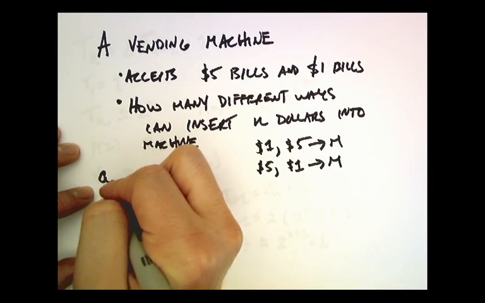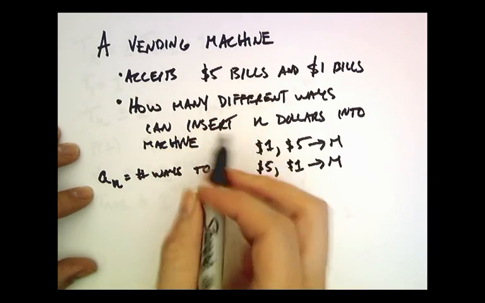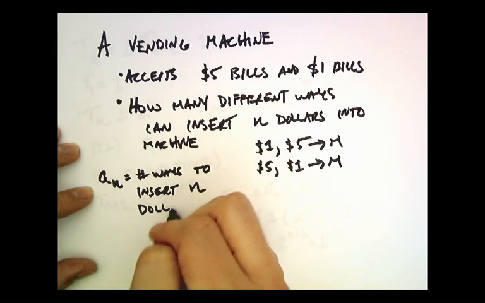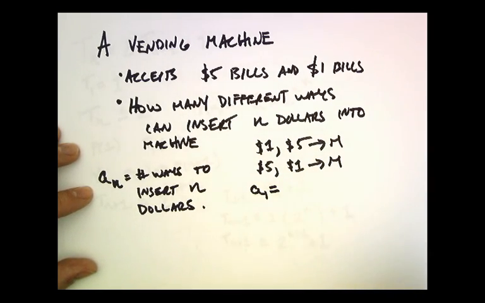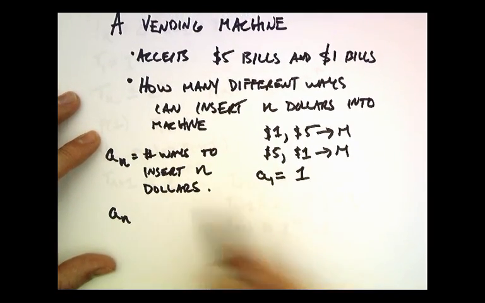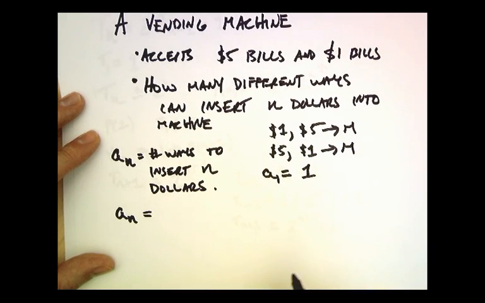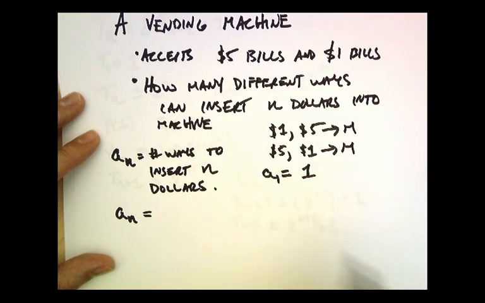So let's let A(n) be the number of ways to insert n dollars. And A(1) is going to be 1. There's only one way to insert $1. That's by inserting one $1 bill. How about in general? Let's say I want to insert n dollars into this particular machine. Well, I have two initial steps that I could take. So I have n dollars in my pocket. I have two initial steps.